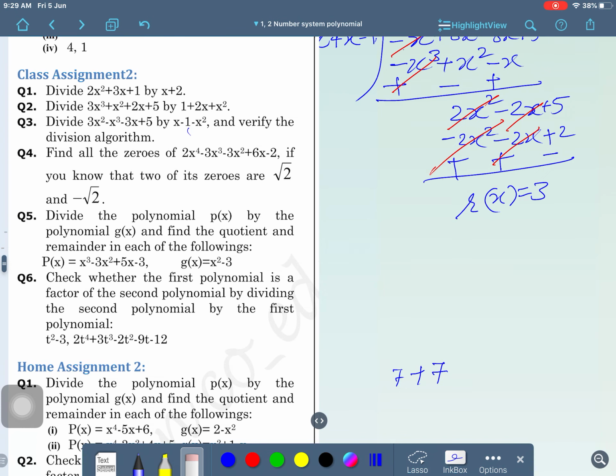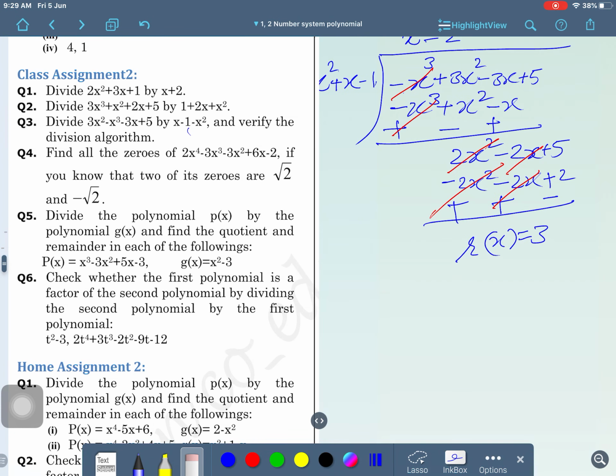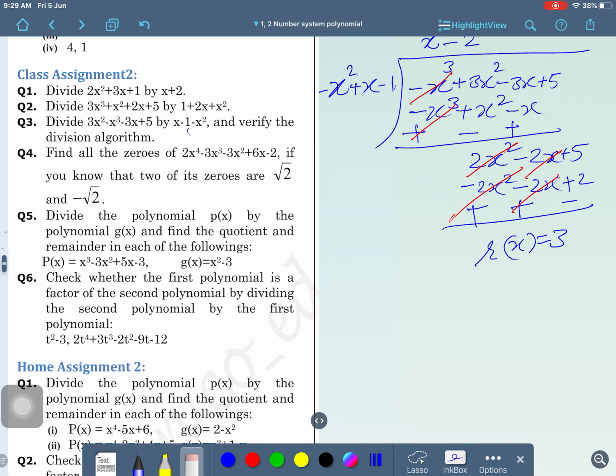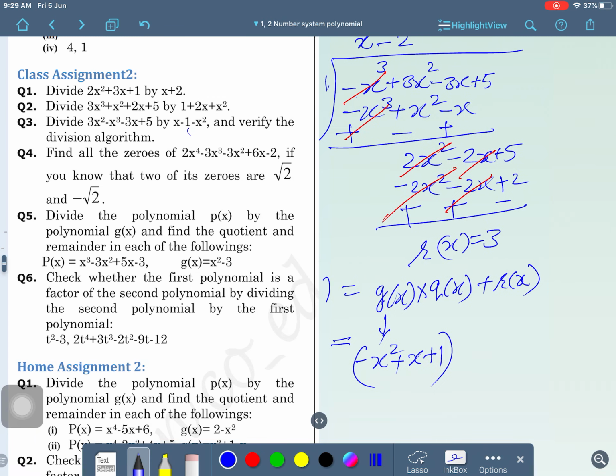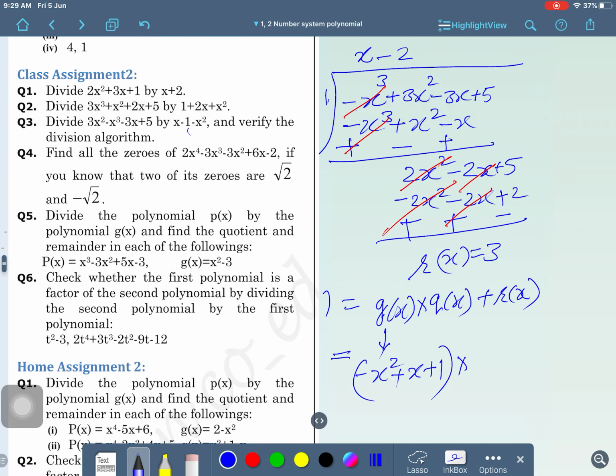Now the division algorithm. What do you understand by the division algorithm? The division algorithm is p of x is equal to g of x into q of x plus r of x. Clear? So what is g of x? Here minus x square plus x minus 1, and what next? Q of x. The q of x is x minus 2, and what is the remainder we achieved? 3.